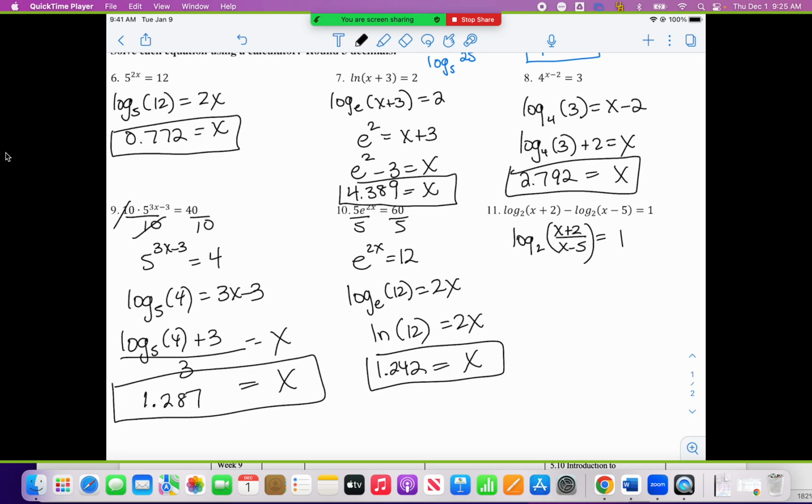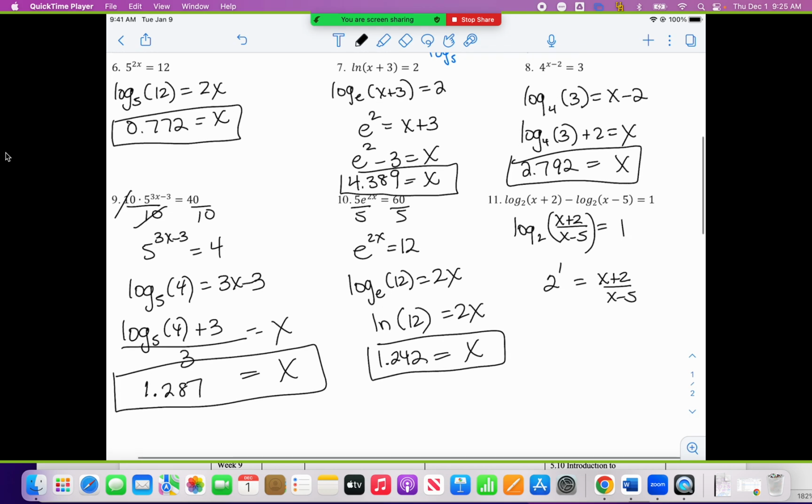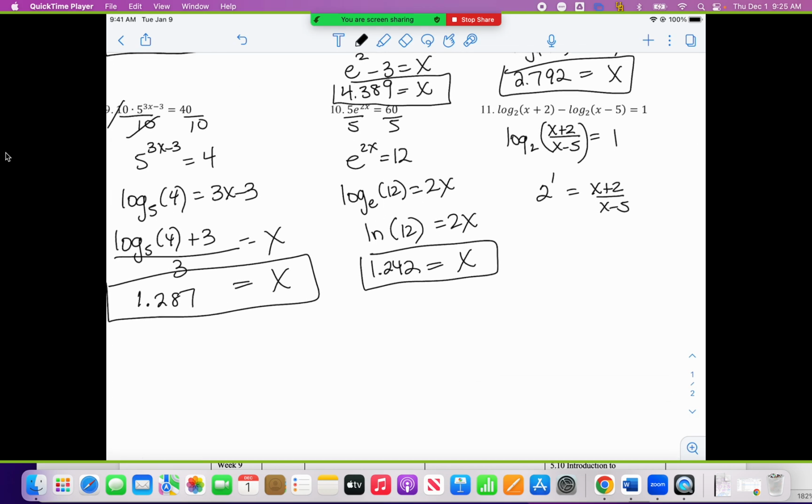Oh, and this was on our quiz, remember? So I'm going to go from logarithmic to exponential form. So we condensed it down to 1 log. Well, 2 to the first is 2. And then make that 2 over 1.